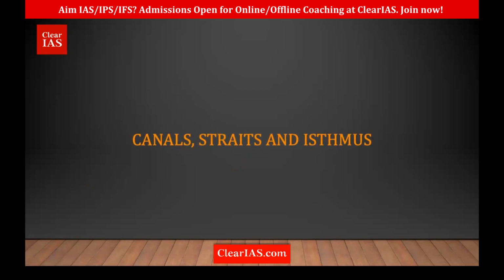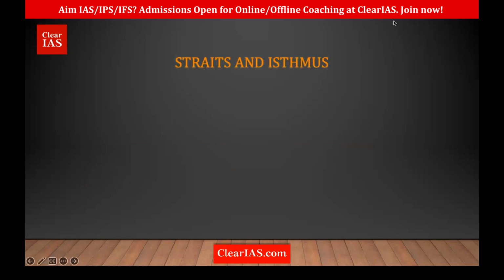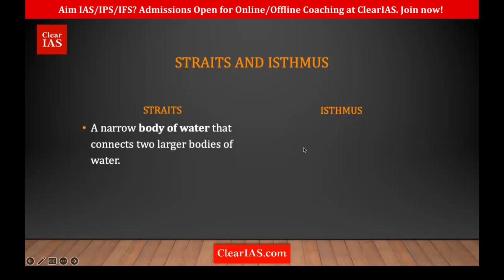So what are straits and isthmus? You must really understand this concept very well because this was asked in mains as well. Straits are actually a narrow body of water that connects two large bodies of water. That means there are two bodies of water, two oceans or two seas, and the narrow strip of water between the land which connects these two big water bodies is what? Straits. An example of it is the Strait of Gibraltar.